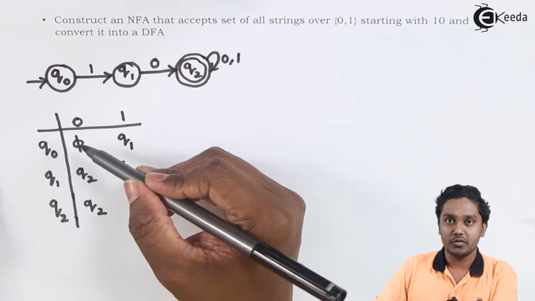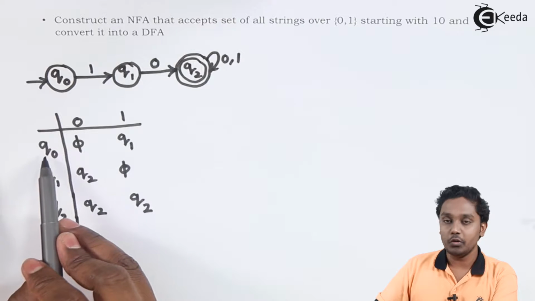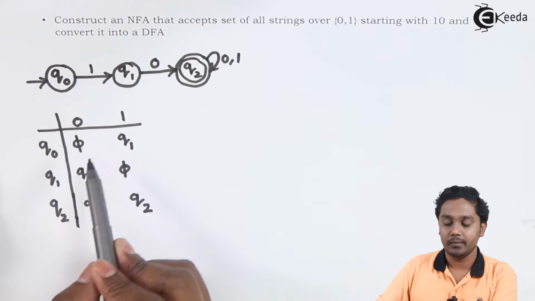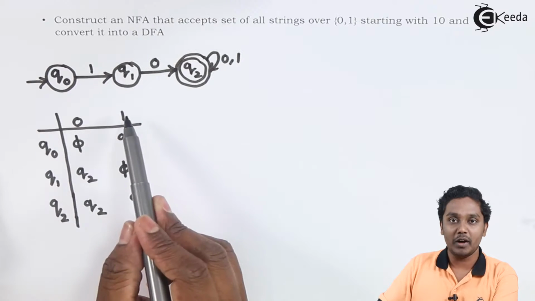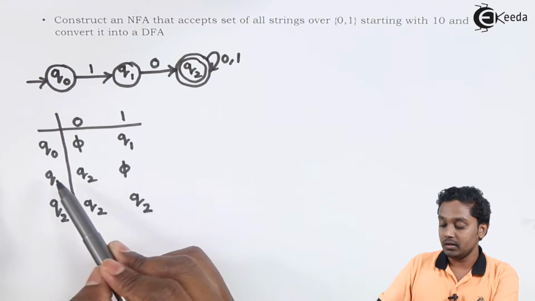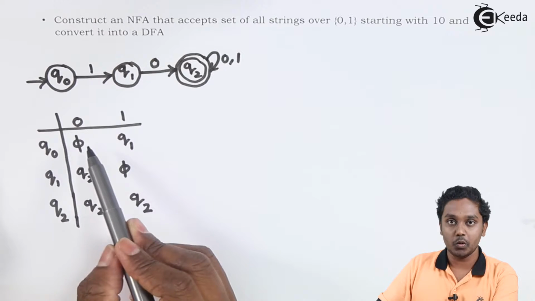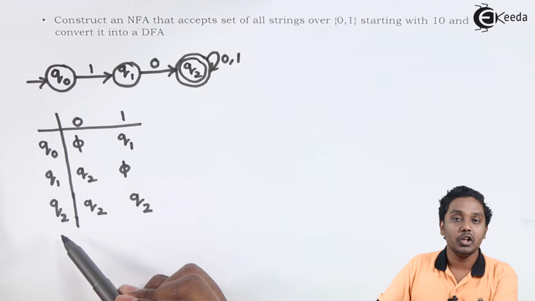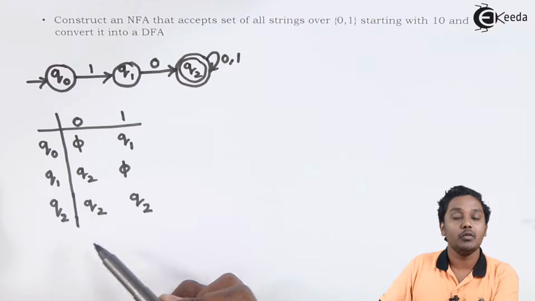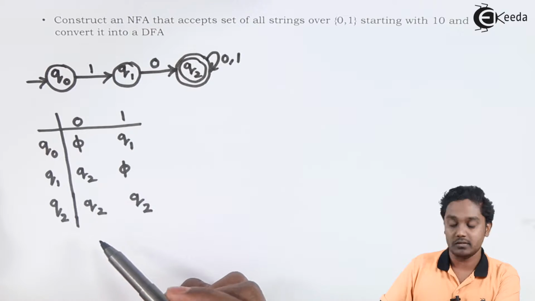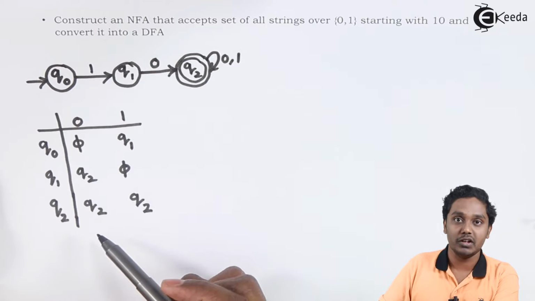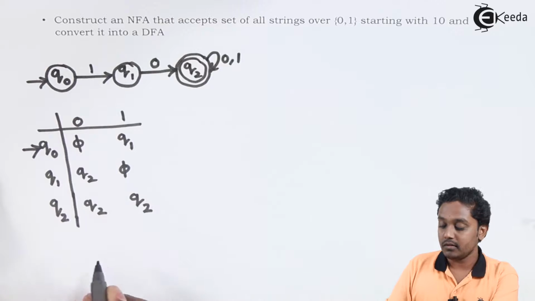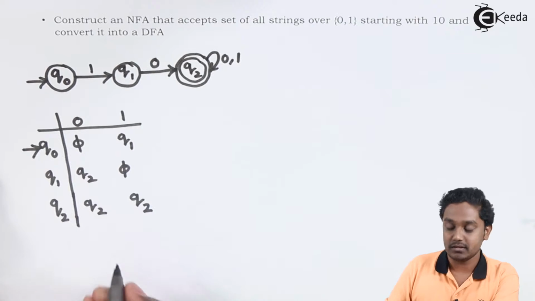We have drawn the transition table. Q0 on 0 has no transition, hence it is represented using the null symbol. Q0 on 1 has a transition to Q1. Q1 has a transition to Q2 on 0 and Q1 has no transition on 1. Similarly, Q2 has a transition to Q2 itself on both symbols 0 and 1. We know that Q0 is the initial state, hence we represent that in the table. Similarly, Q2 is the final state.